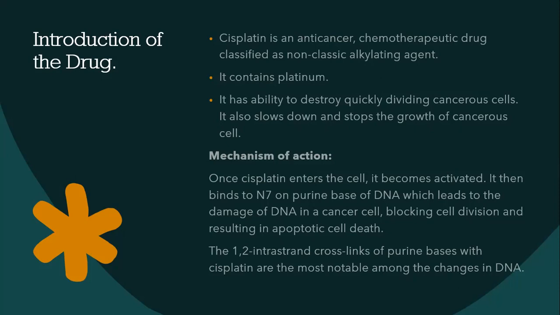the cancerous cells. It produces its effects by binding to 7th nitrogen of purine of DNA, that is guanine. Other than guanine, interaction with 3rd nitrogen of adenine and 6th oxygen of cytosine is also possible. This binding occurs because DNA base has nitrogen with lone pair of electrons, while our drug cisplatin is electrophilic in nature, which quickly binds to nitrogen of DNA base. This damages the DNA, blocks cell division, and results in apoptotic cell death.